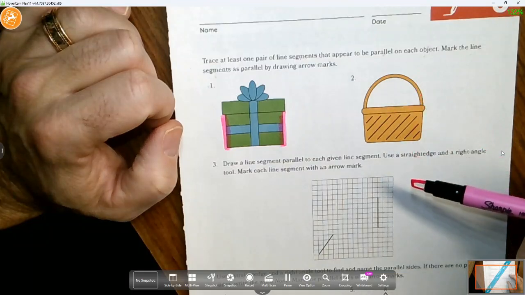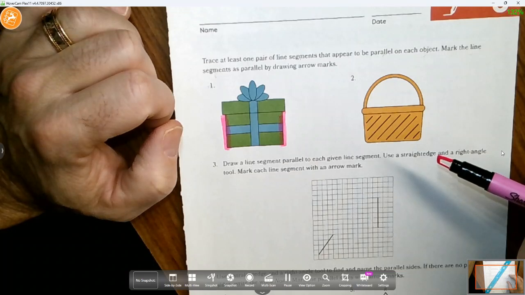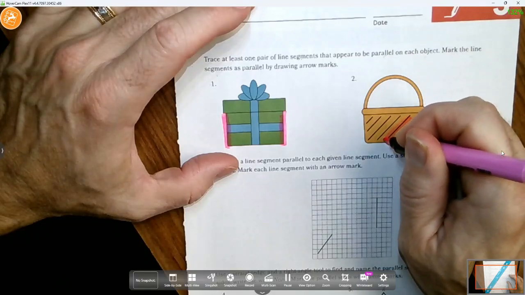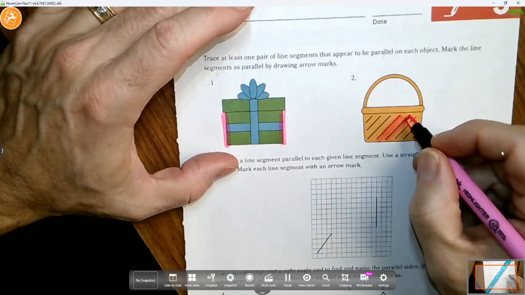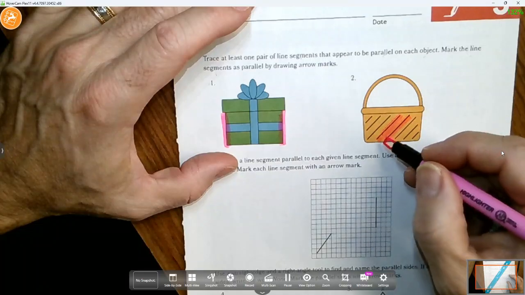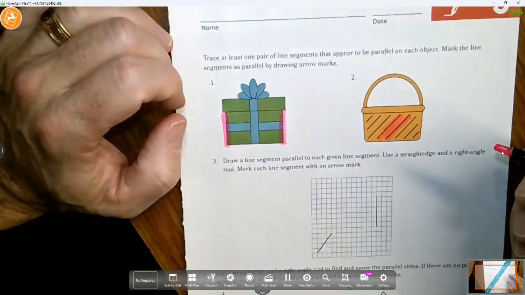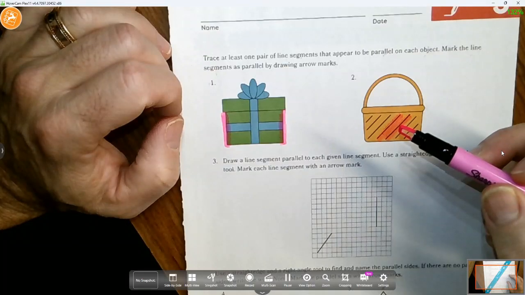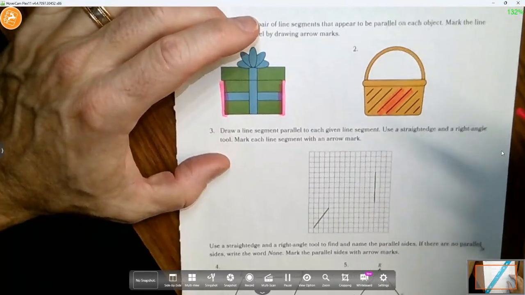All right, so we need to find parallel lines again. Let's do some different lines this time. So you know what? I think I'm going to do this. I think this line is parallel with this line. If you measure from tip to tip and tip to tip, I bet it's the exact same distance, which means these lines will never touch. They will go on forever and just keep going. And I'm realizing that the pink highlighter was not the best choice with the brown basket, but you guys can see it. You know what I mean.